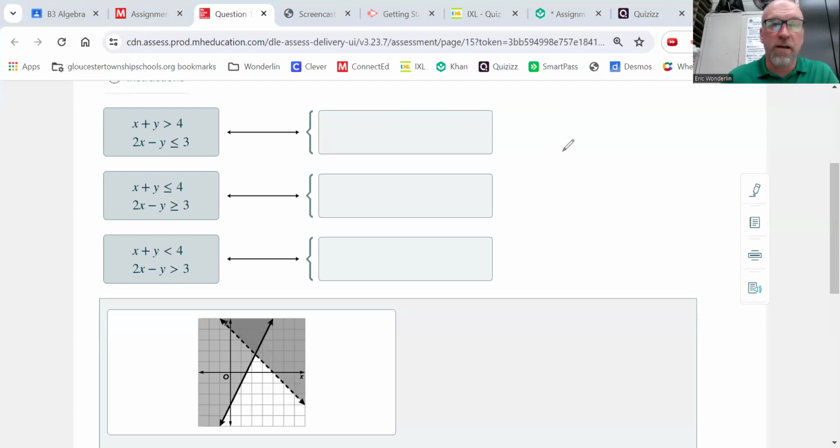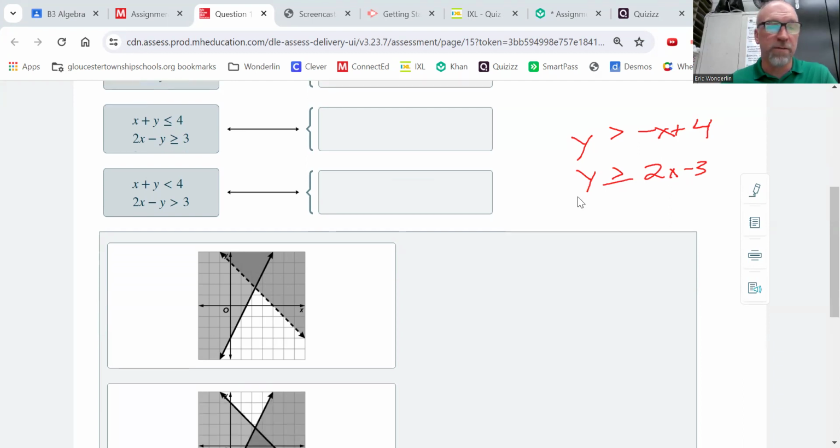For x plus y, I'm going to subtract the x, and I get y greater than negative x plus 4. Second one, subtract the 2x, divide by negative 1. Y, divide by negative 1, flip the inequality, greater than or equal to 2x minus 3. Let's see what that tells me. I got y greater than negative x plus 4, and y greater than or equal to 2x minus 3.